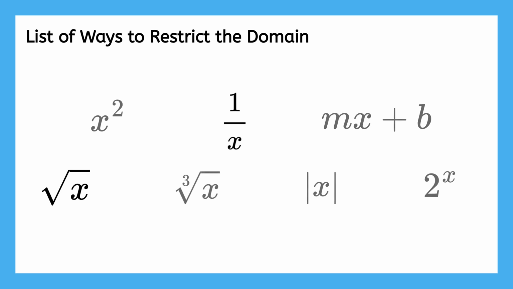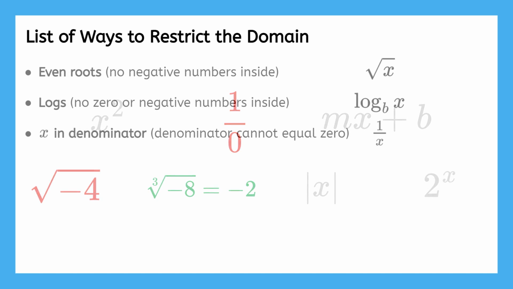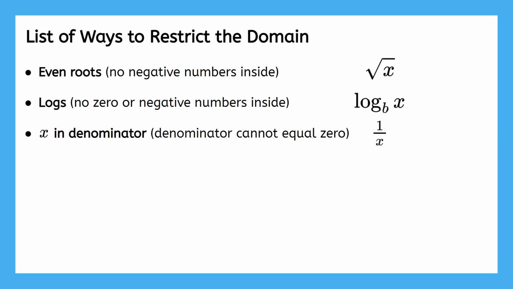The square root of x and 1 over x are functions that can cause problems. You don't get a real number if you have a negative inside a square root, and you can't put 0 into a denominator. The cube root of x is actually fine because you can take the cube root of a negative number. So it's only even numbered roots that we have to worry about. So here's our list of things to look out for when we're checking domains: even roots, logarithms, or an x in the denominator.